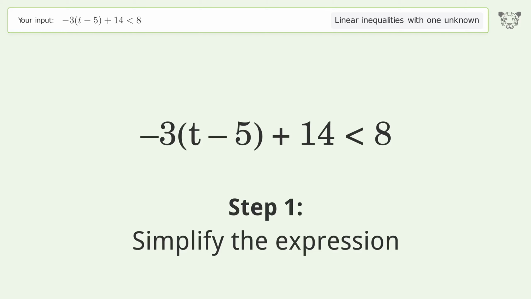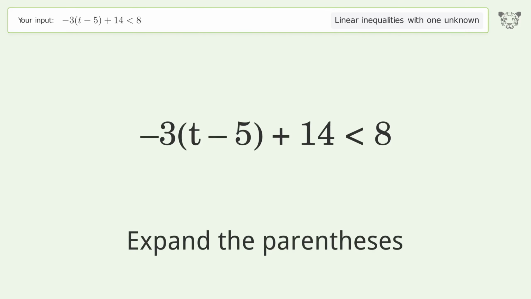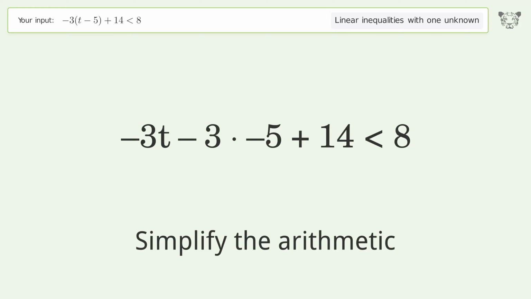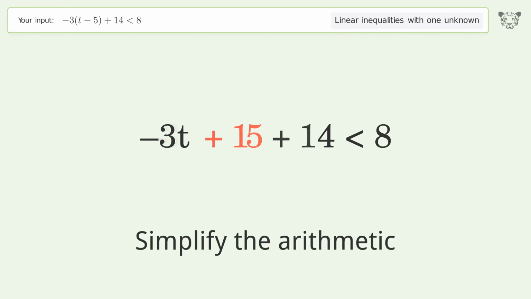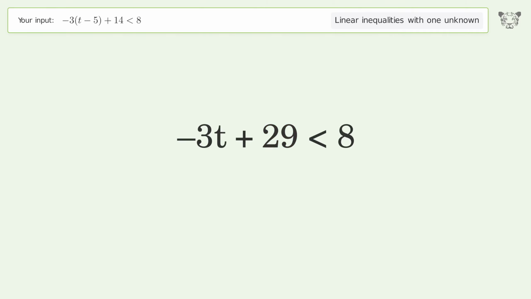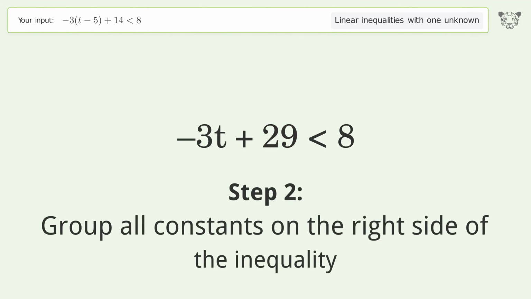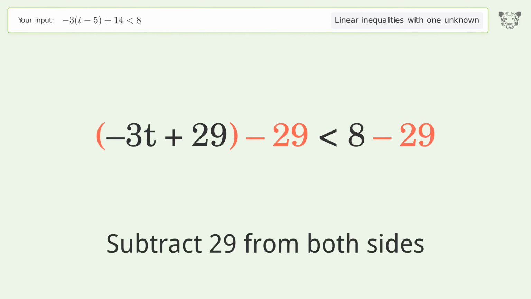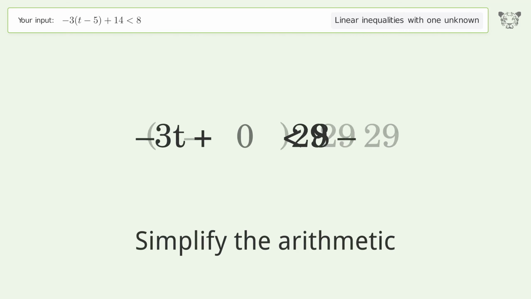Simplify the expression. Expand the parentheses. Simplify the arithmetic. Group all constants on the right side of the inequality. Subtract 29 from both sides. Simplify the arithmetic.